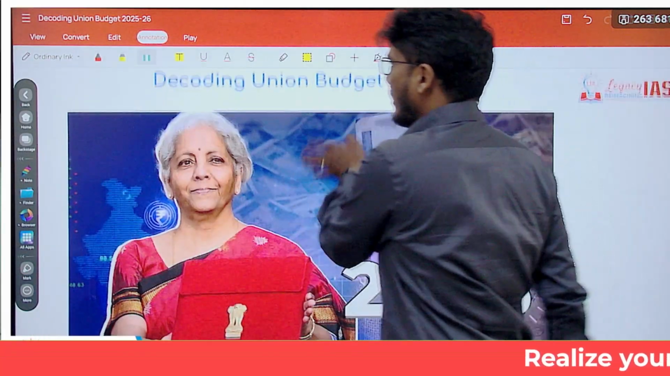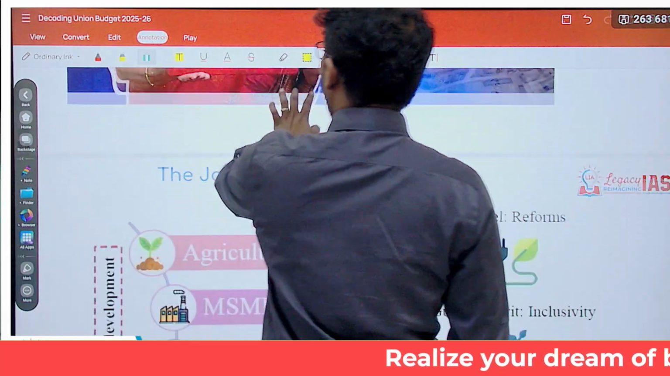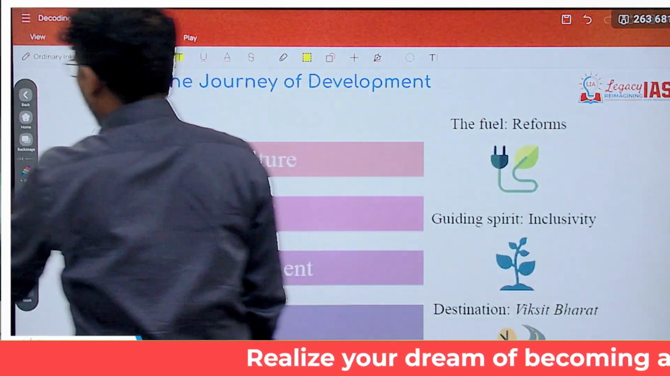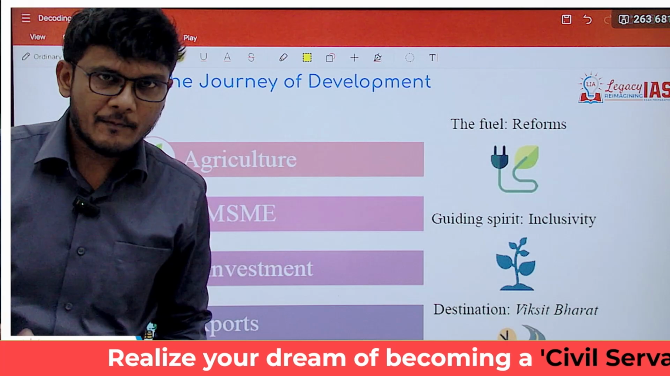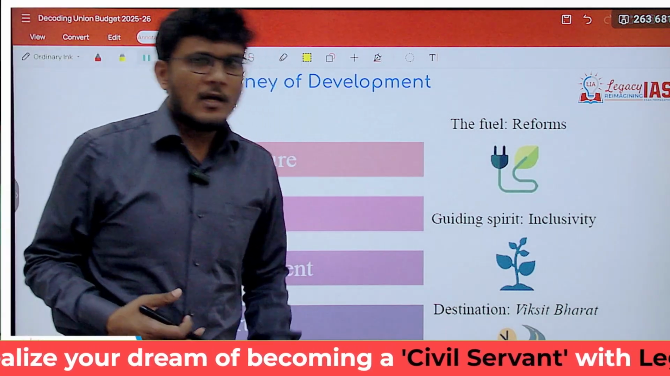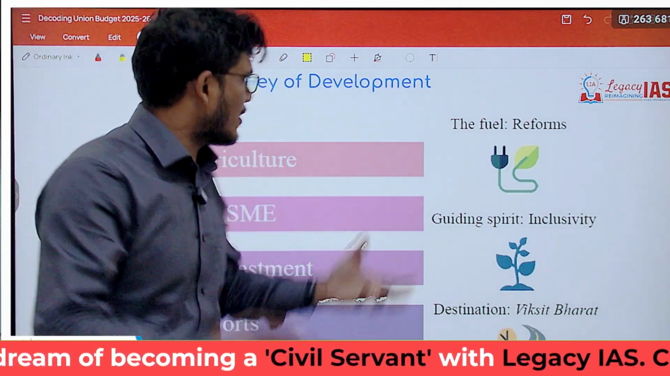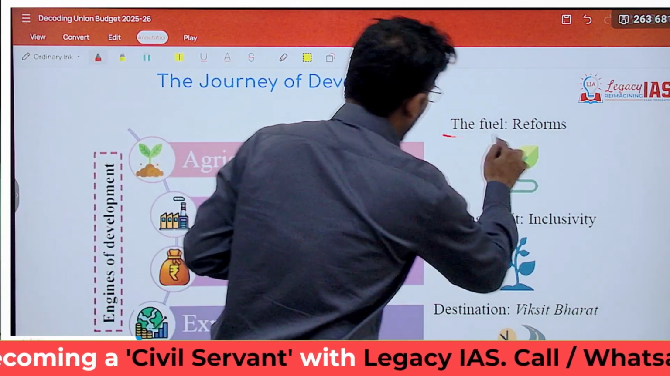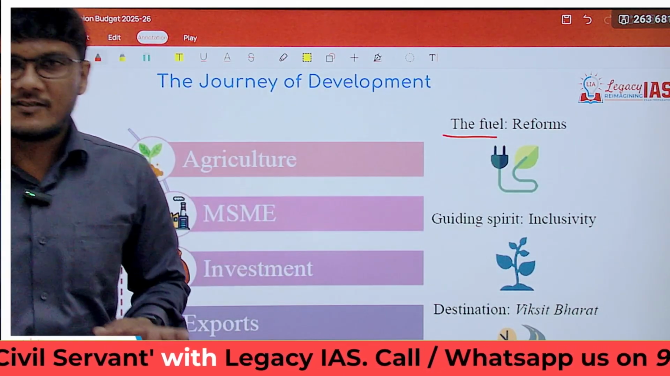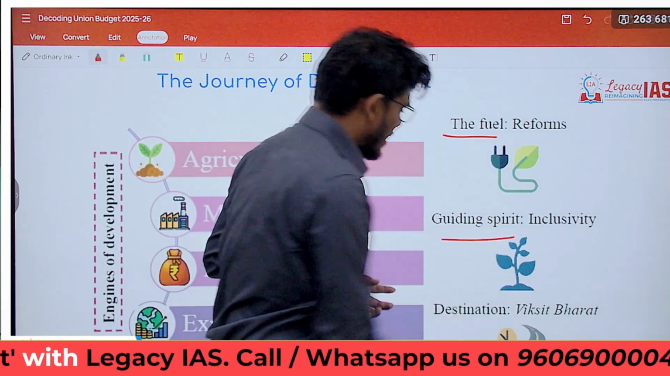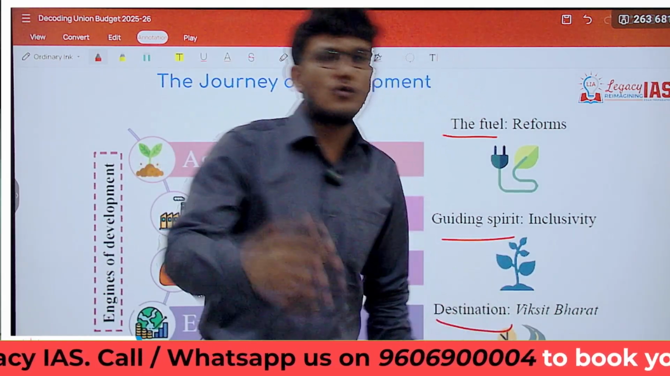So let's get started. The very first thing that we'll talk about is the journey of development that the government is planning. When you talk about a journey, there is a fuel that you need in your vehicle, so the government talks about that. At the same time, you need some guidance, so we have the guiding spirit, as well as you need to know where you want to go.